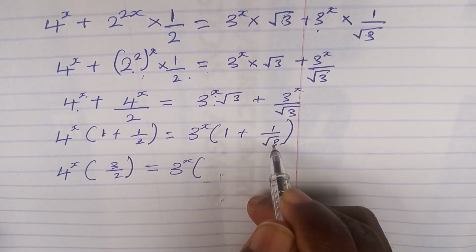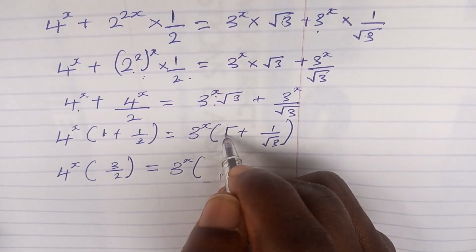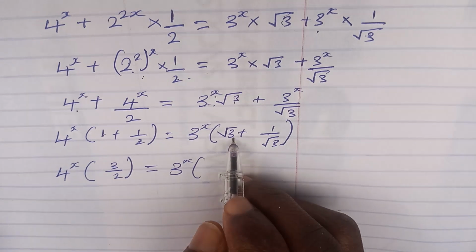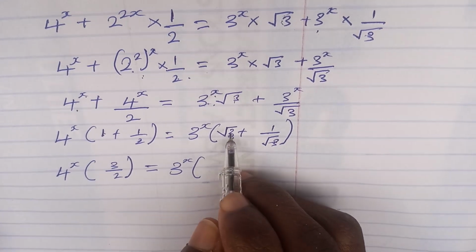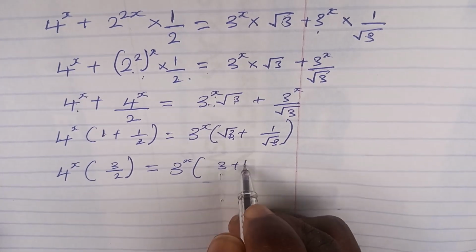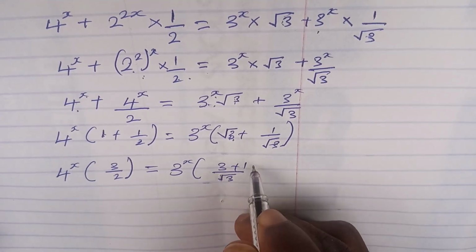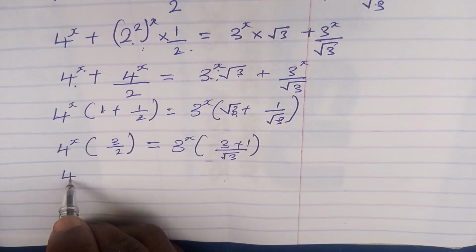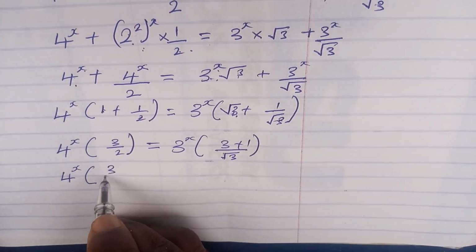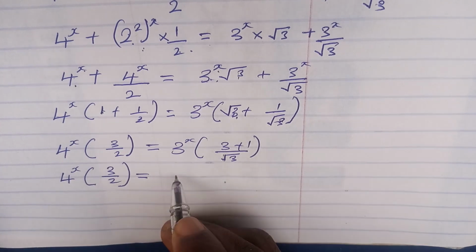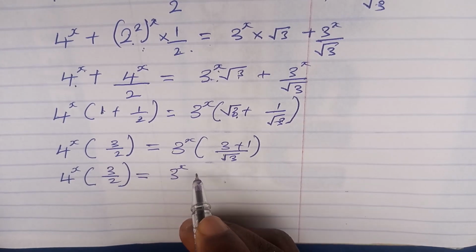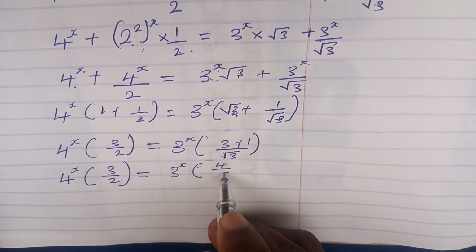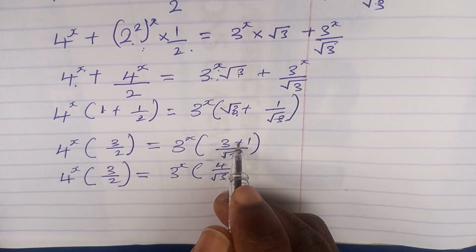Recall, we have root 3 here, because by the time we factor out, we have root 3. So this point is root 3. So if you look for the LCM of this times this, it is going to give us 3 plus 1 over root 3, close the brackets. So since we've gotten this, we have 4 to the power of x, open bracket, 3 over 2, close the bracket, is equals to 3 to the power of x times 4 over root 3, because 3 plus 1 is going to give us 4.